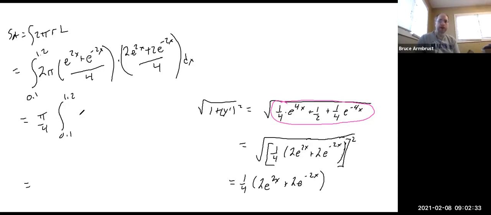Distributing through, you're going to get e to the 4x plus 2, because you're going to get e to the 2x times e to the minus 2x, which is 1. You're going to get another one from the other part. And then the last, you're going to get e to the minus 4x.